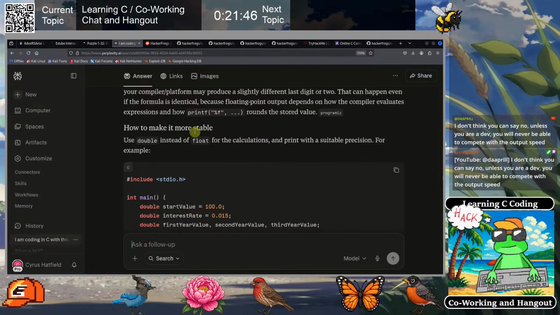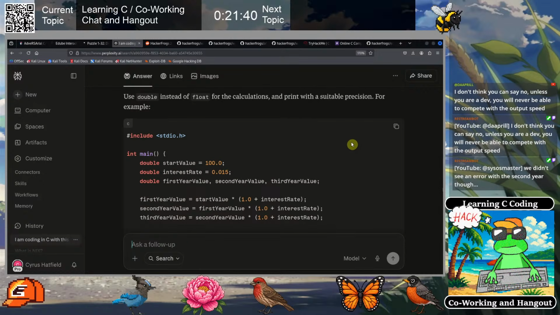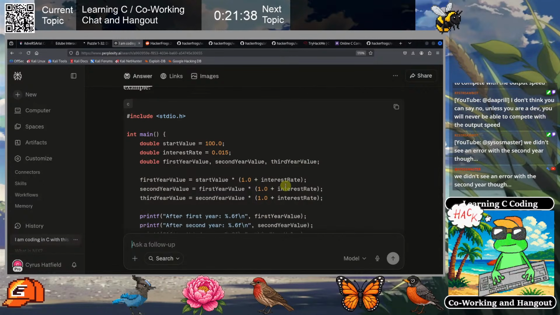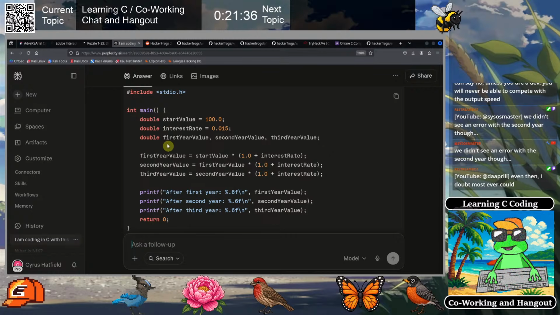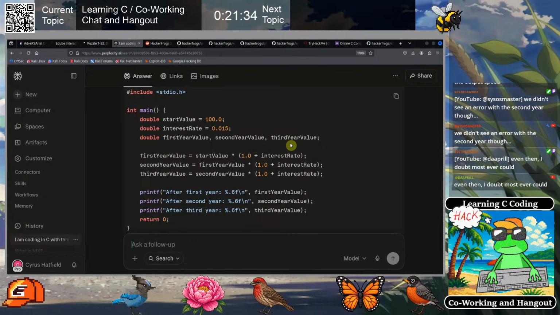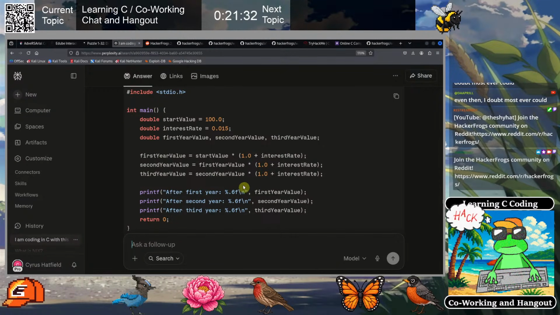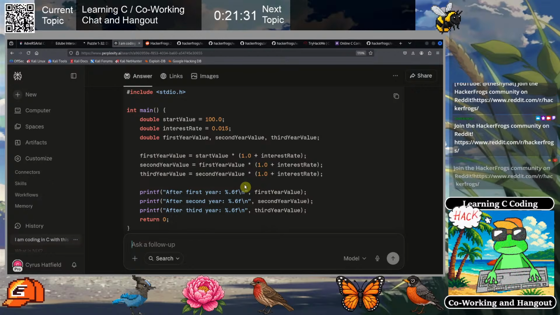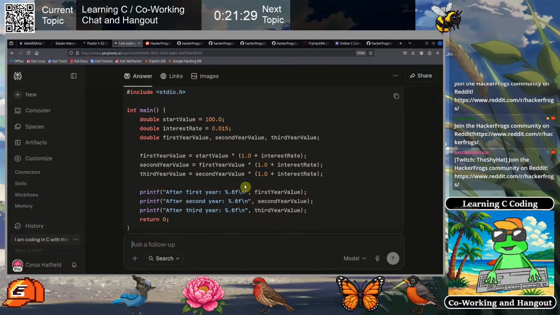How to make it more stable. Use double instead of float for the calculations, and print with a suitable precision. For example, double first year value, second year value, third year value. Okay, so they're asking us to convert everything to doubles. Okay, let's see.